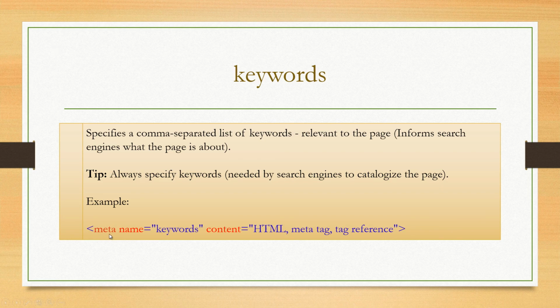You can see the example below here, that in the content section of the keywords we are using HTML, meta tag, and tag reference. By these three keywords we can easily understand that if I give this keyword meta tag in a web page, this page is going to talk about HTML meta tags and tag references.